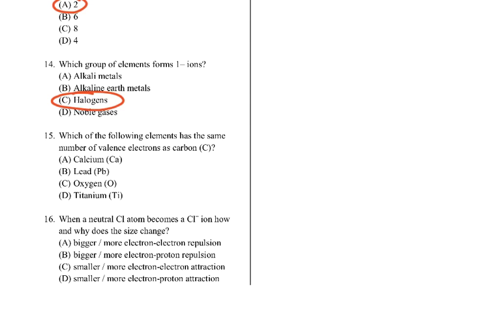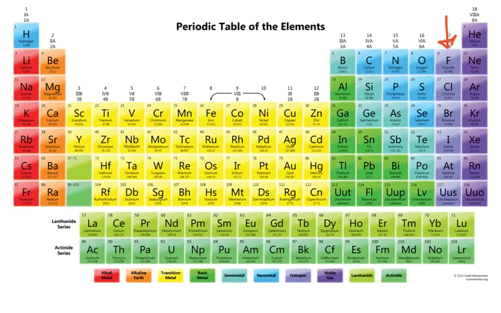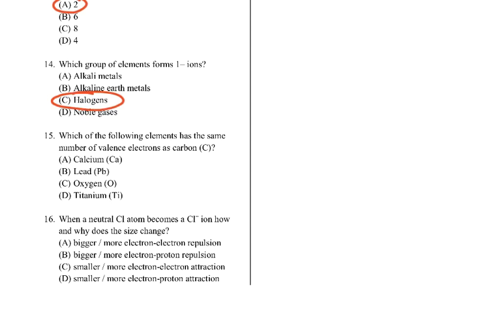Which of the following elements has the same number of valence electrons as carbon? Well, we know everybody in the same family has the same number of valence electrons. So we're looking for silicon, germanium, tin, or lead. And here's lead, so that's our answer. Somebody in that same column as carbon.